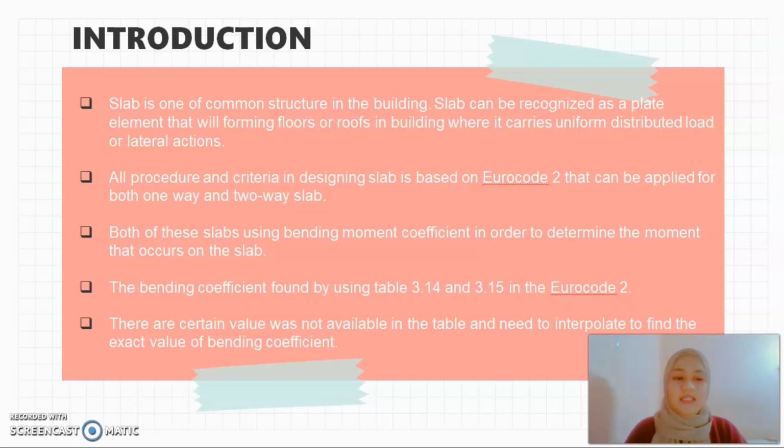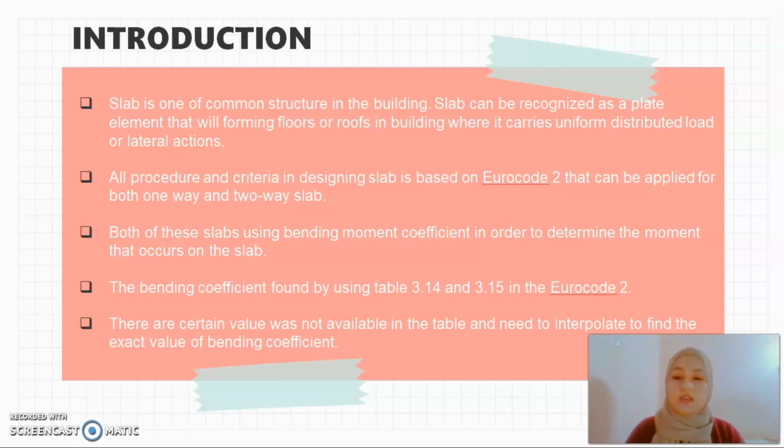So in designing slab, there are several requirements and steps needed to follow. All procedure and criteria in designing slab is based on Eurocode 2 that can be applied for both one-way and two-way slab. So both of these slabs use bending moment coefficient in order to determine the moment that occurs on the slab. So the bending coefficient can be found by using Table 3.14 and 3.15 in the Eurocode 2.